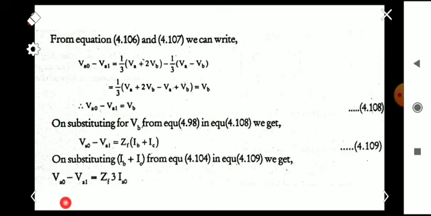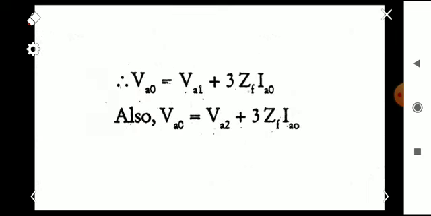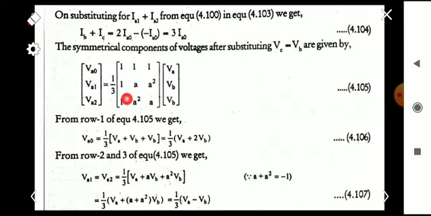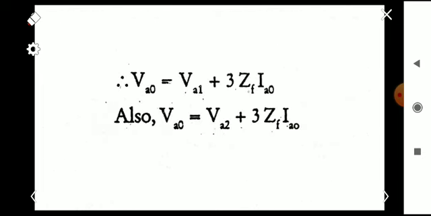So we will obtain VA0 minus VA1 is equal to ZF into 3 into IA0. Which means VA0 is equal to VA1 plus 3 ZF IA0. And also VA0 we can write as VA2 plus 3 ZF IA0, because VA1 is equal to VA2. From the matrix equation, VA1 and VA2 are the same.